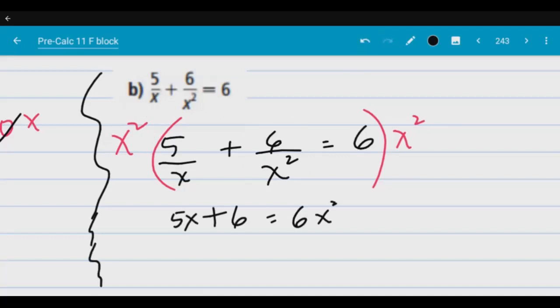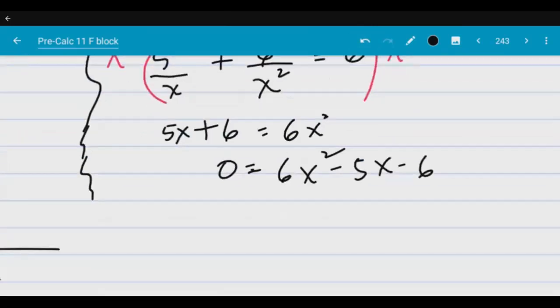We have an exponent of 2, which means it's a quadratic equation. So remember how to solve quadratic equations. Get everything to one side and 0 on the other side. So let's bring these two over to this side because I want the 6x squared to be positive. 0 equals 6x squared minus 5x minus 6. Are you with me?